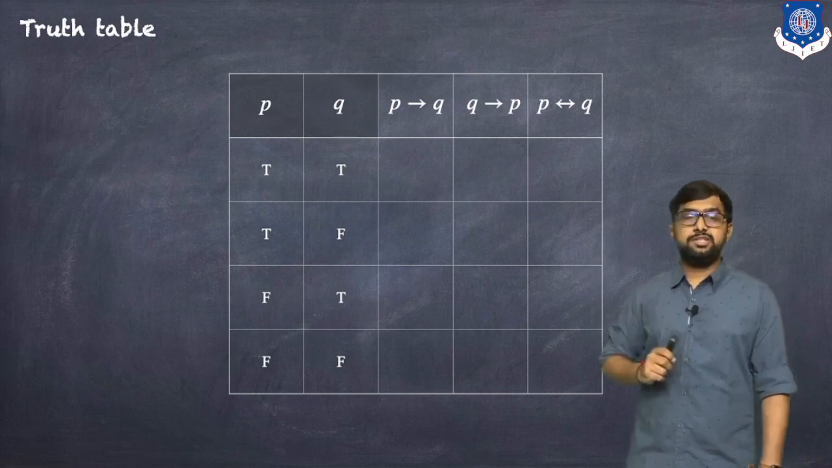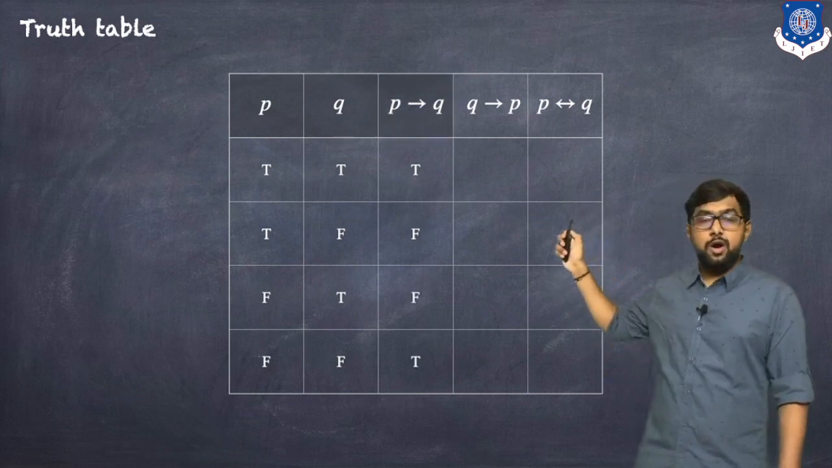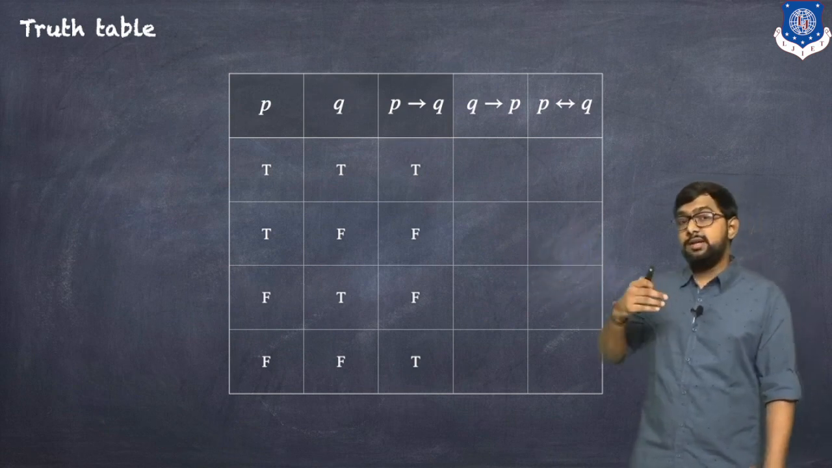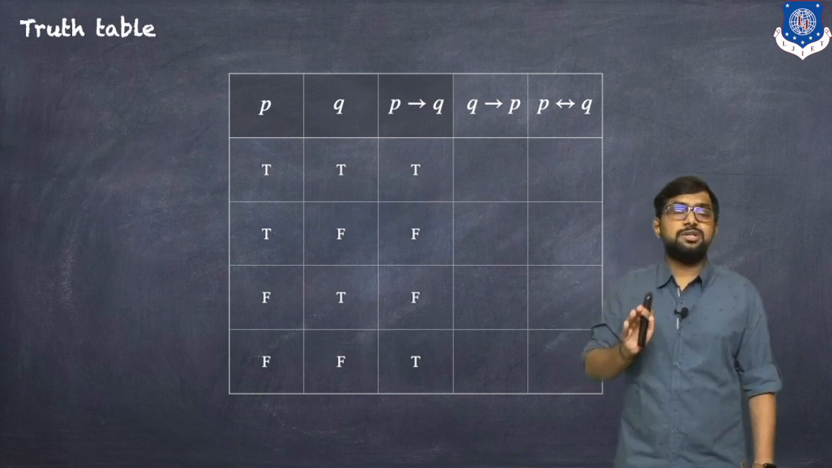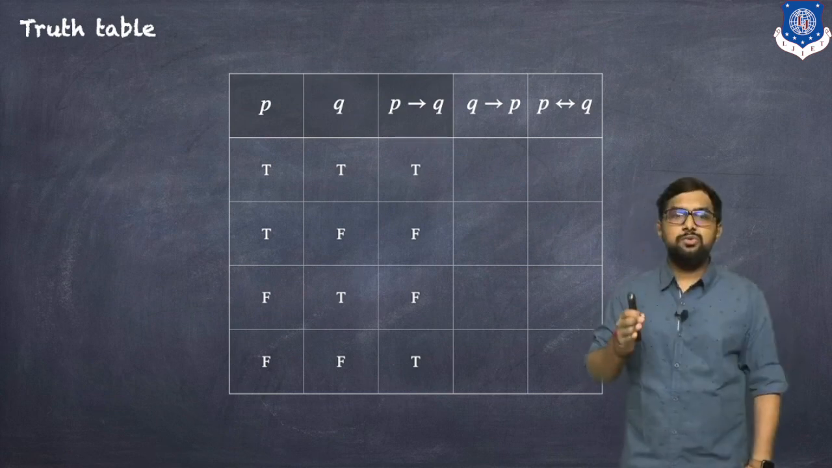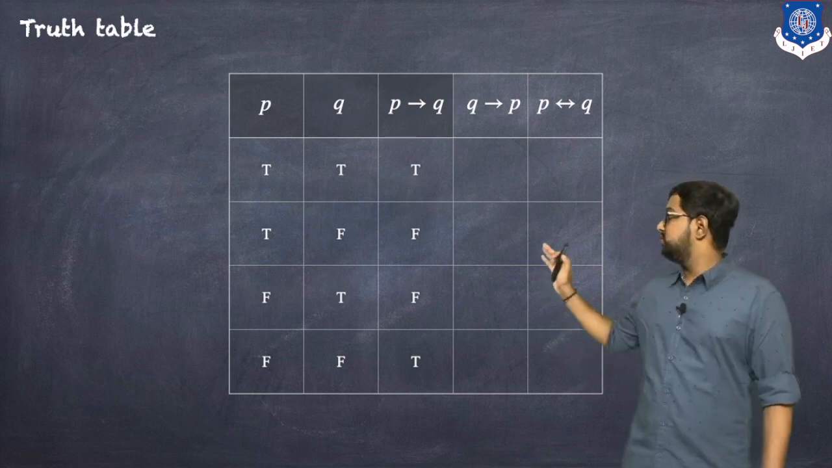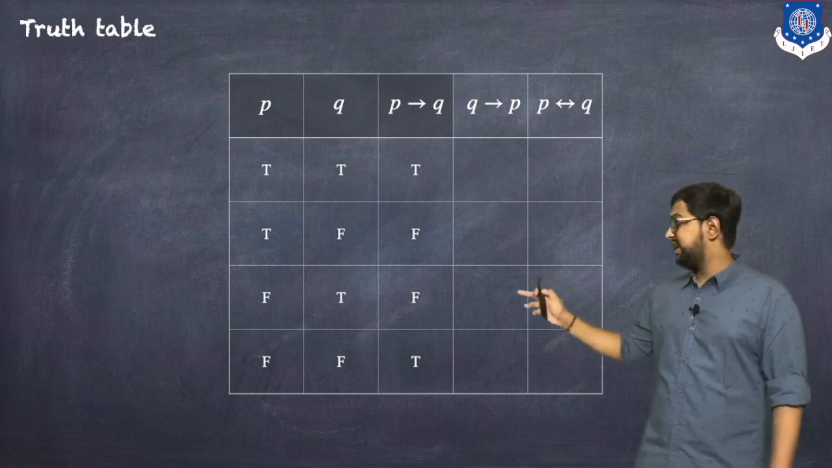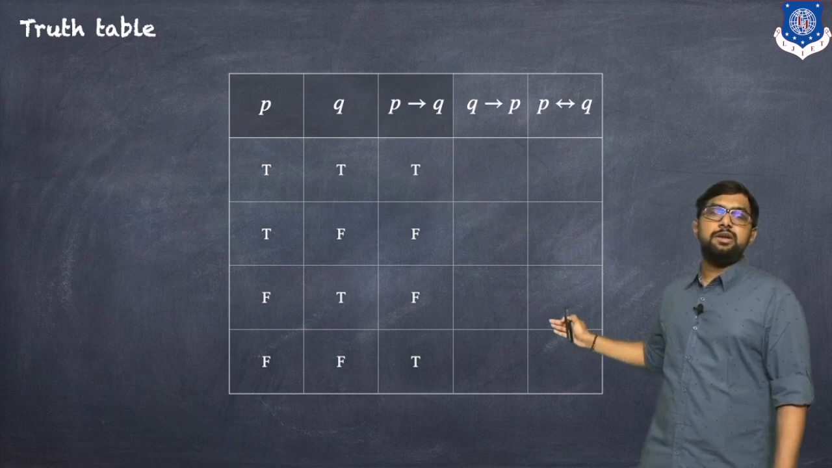Now see, P implies Q. What will be P implies Q? The first entry will be true, because both are true. Now P and Q, it is true and false. So it is the hypothesis and the conclusion, so we need to take care of the Q part. What is the conclusion part if both are different? TF, both are different, so the conclusion part is false, so it will be false. In the same manner, F and T will be T, and F and F will be true.